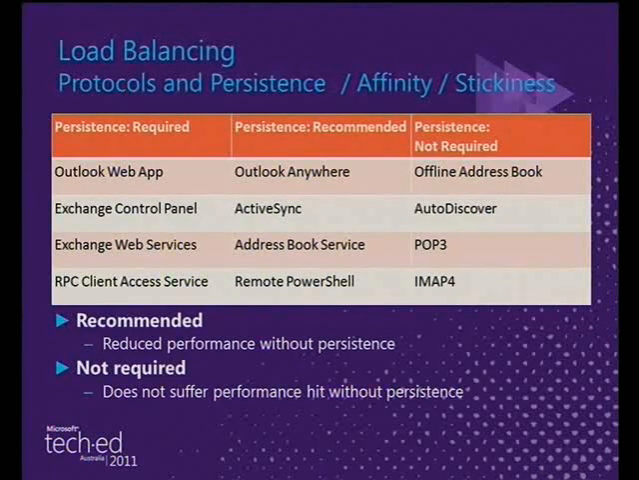Then there's some recommended types. Outlook Anywhere, ActiveSync, Address Book Service, and Remote PowerShell. In these cases, if we have persistence turned on, we'll have a reduced performance impact on our CAS servers. With Outlook Anywhere, for example, it's possible, if we don't have persistence turned on, that the RPC data in and the RPC data out channel are established on two separate CAS servers in that array, talking back to the load balancer to the client. CAS has a service, somewhat confusingly called the load balancing service. It doesn't actually do any load balancing. That looks for misaligned RPC data in and RPC data out channels and brings those back together on the same CAS server to fix the problem for you.